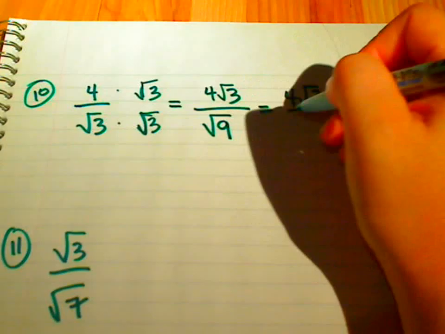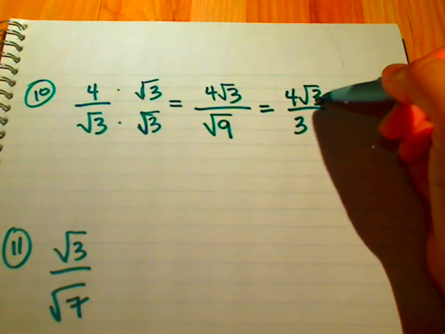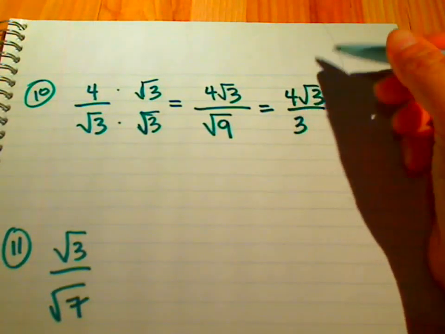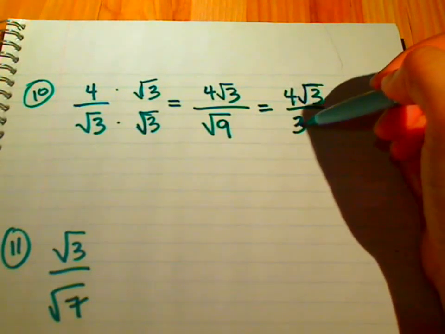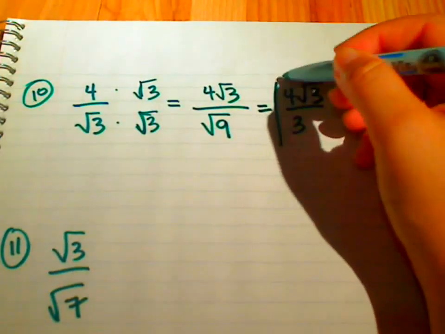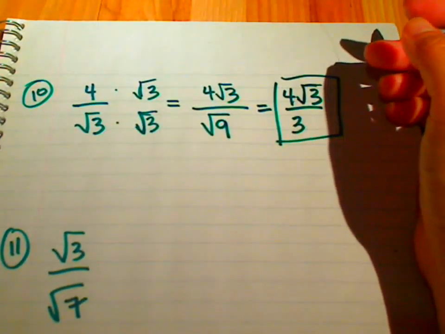Square root of 9, perfect square, which is 3. Now I don't get to simplify these, top and bottom, because this is the square root of 3, which is 1 point blah blah blah, and this is the number 3. These are not the same top and bottom, so this stays as my final answer.